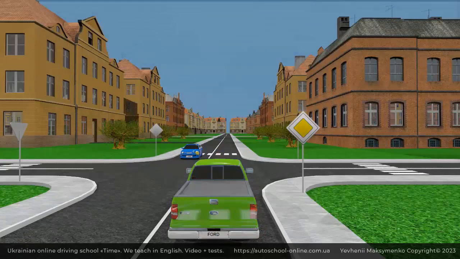What if there are two vehicles on an equal road at the same time? In this case, a blue and a green car are on the main road together. How will they pass each other? Who will pass the intersection first, the green vehicle or the blue car? To do this, consider the following rule.